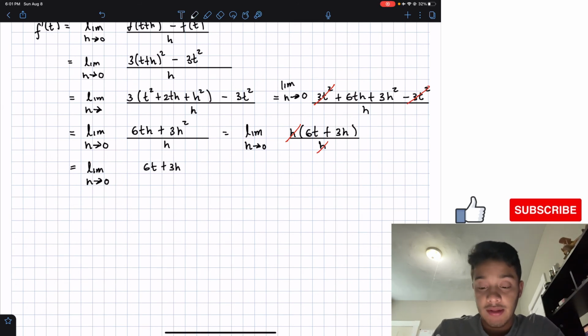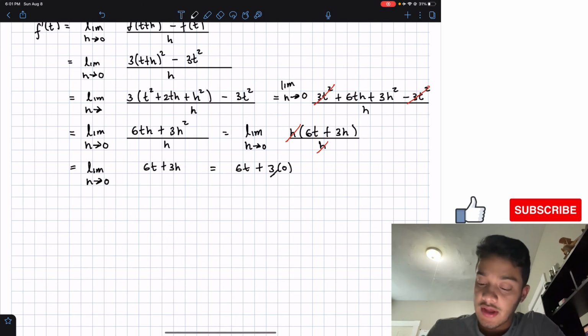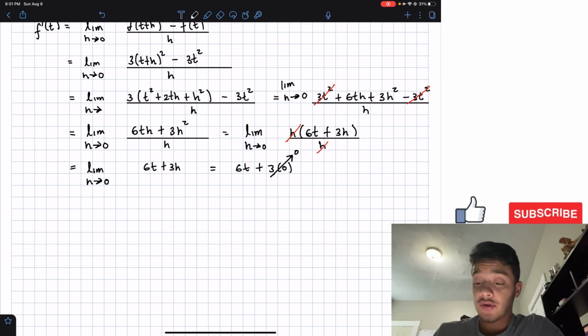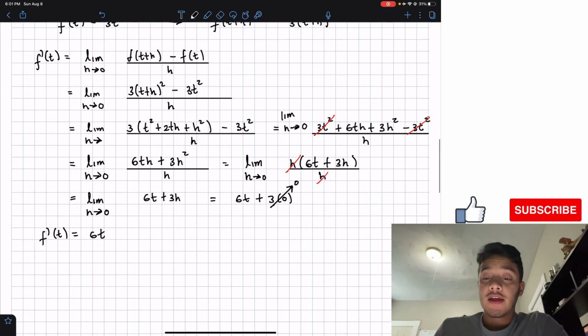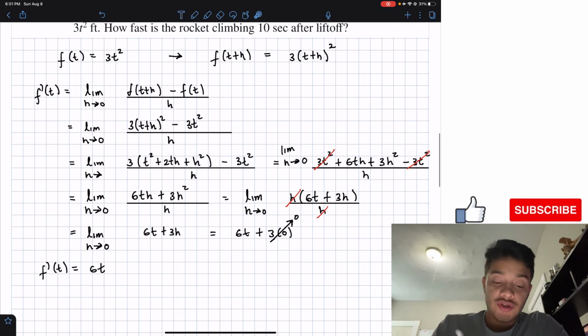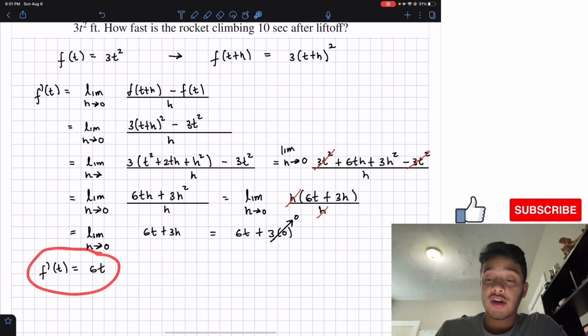Now we can break the limit. Okay, so we're going to have 6t plus 3 times 0. Then this 3 times 0 will give me 0, and that basically tells me that the derivative of this function is just equal to 6t. Okay, so we found the speed equation for this rocket.